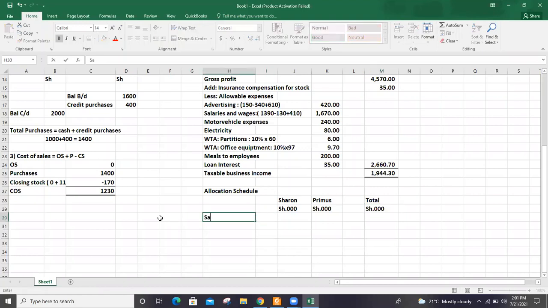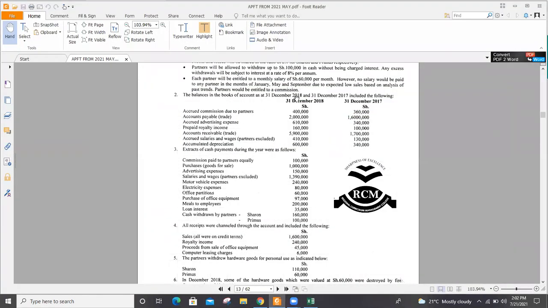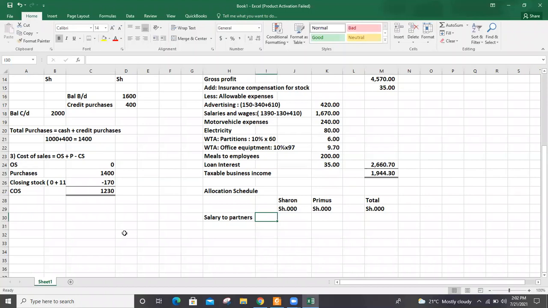Can we start by giving them the salary? Yes. For salary to partners, each partner was earning 60,000 for the 9 months, right? Yeah. So 60 times 9 is 540 for each. 540 for Sharon, 540 for Primus, and the total is 1080.